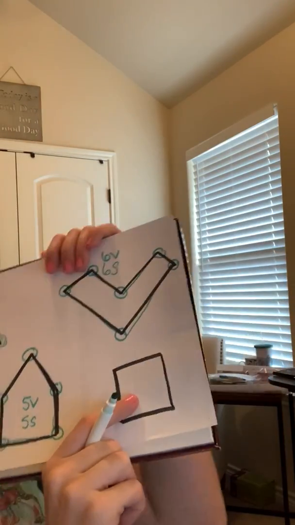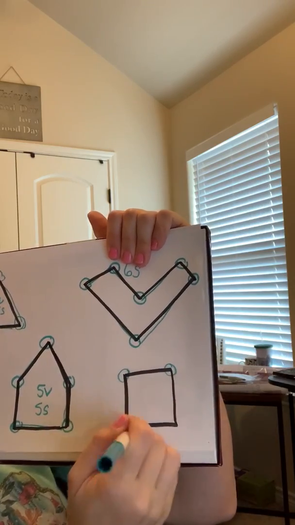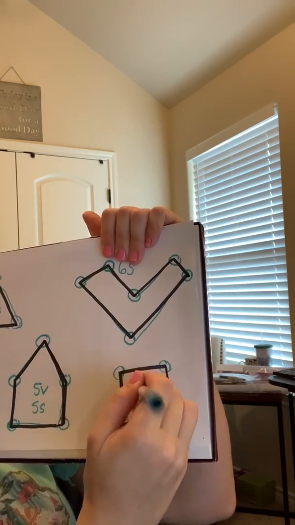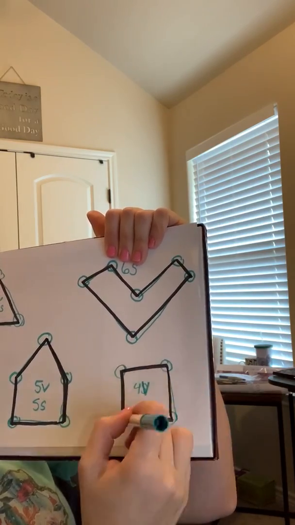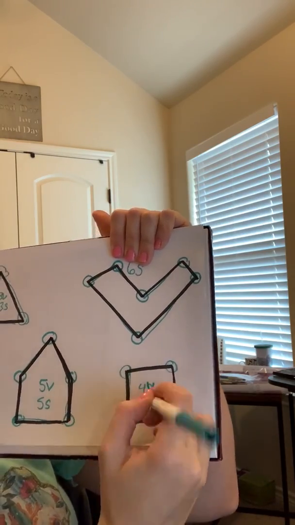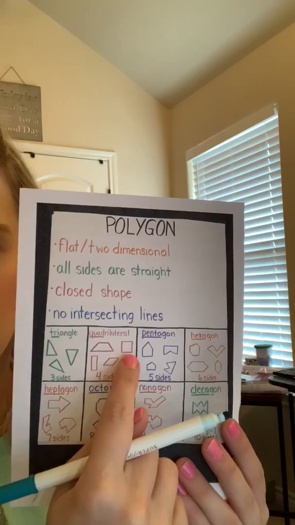And then you probably know what this shape is, but we're going to trace the vertices and sides anyway. 1, 2, 3, 4. So it has 4 vertices, I'm sorry. 1, 2, 3, 4 sides. So a shape with 4 sides and 4 vertices is a quadrilateral, but more specifically, it's this shape right here, and that shape is called a square.